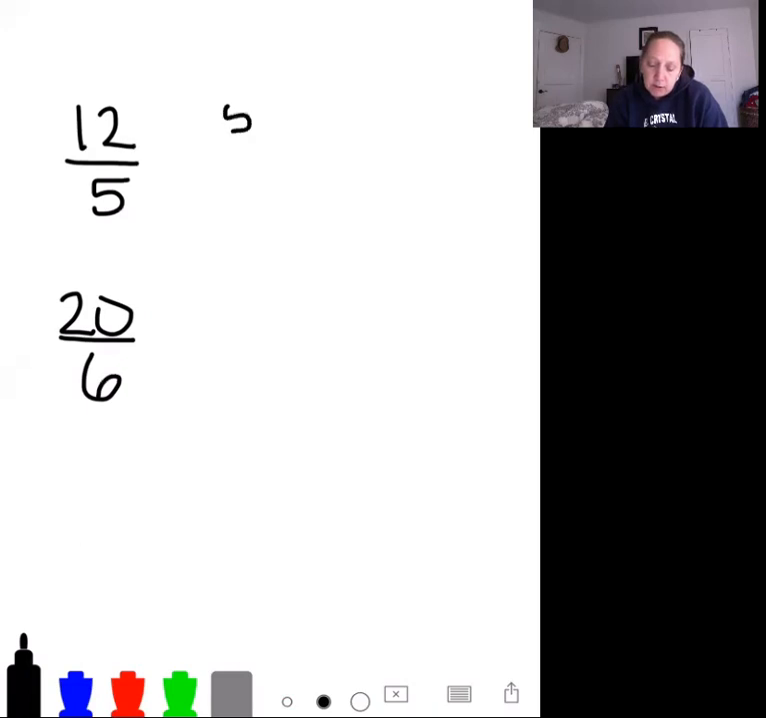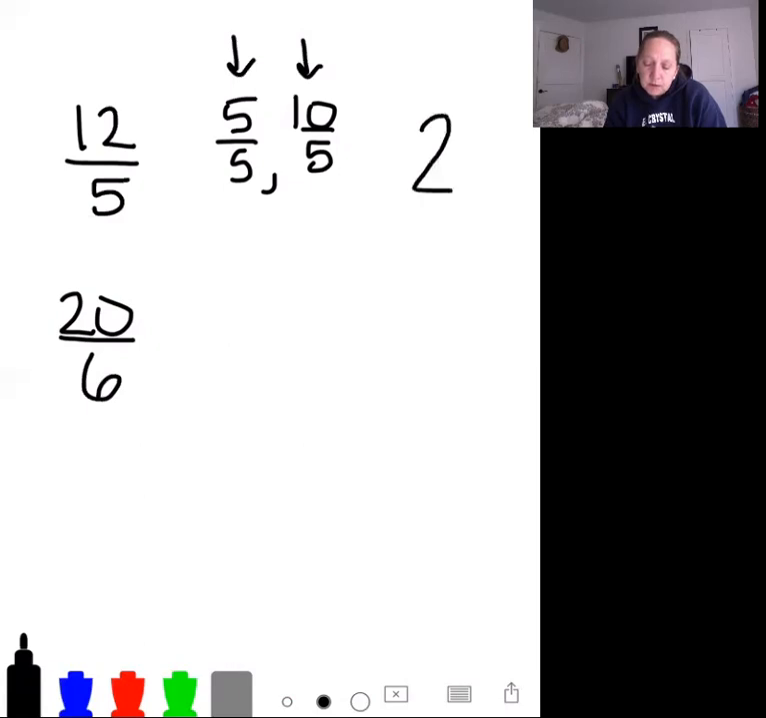I can do 5/5. If I do another 5, it's 10/5. And then can I do another 5? No. So I know I have 1 whole and 2 wholes. So a whole of 2. If I'm at 10, I just need 2 more fifths. So I can see that 12/5 is equivalent to 2 and 2/5.